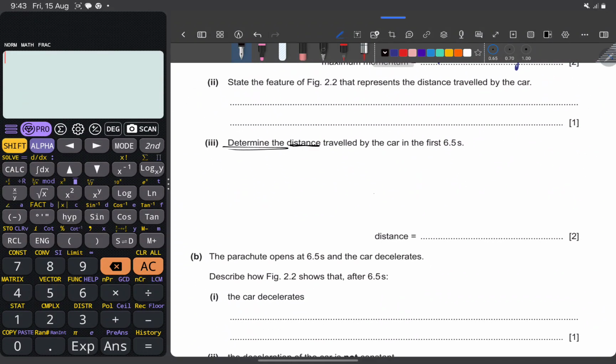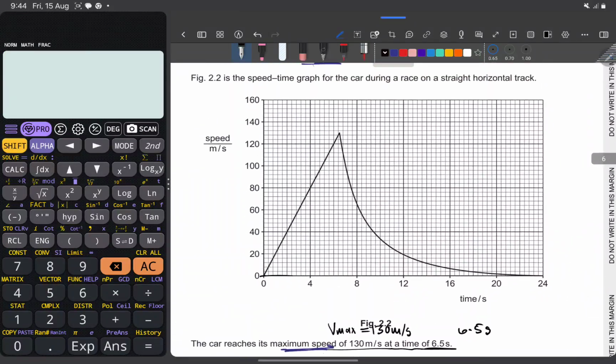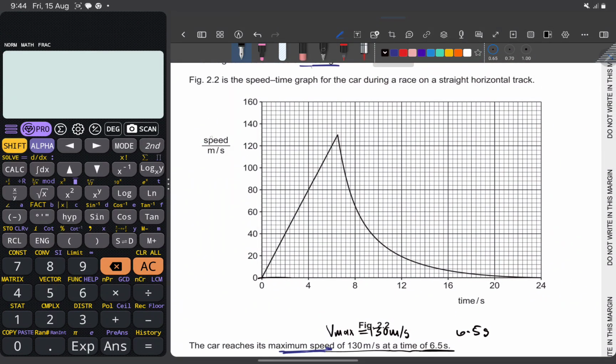Determine the distance. So if I have been asked to determine the distance and I go up and I see I have a graph, and this is a speed time graph, right? This is a speed time graph. I'm going to trust my physics, which tells me that if you have a speed time graph, then the area under the graph is the distance. You understand? Now, physics is what we trust, right? The area under a speed time graph is the distance.